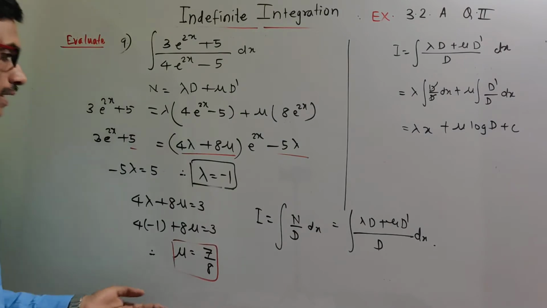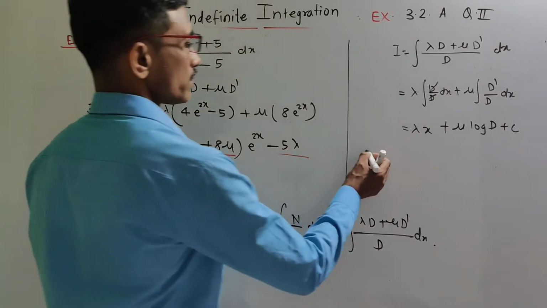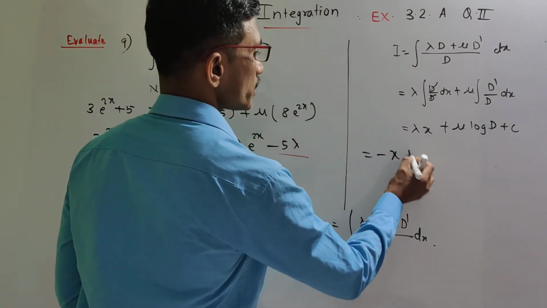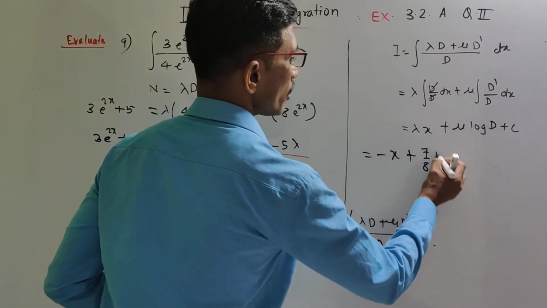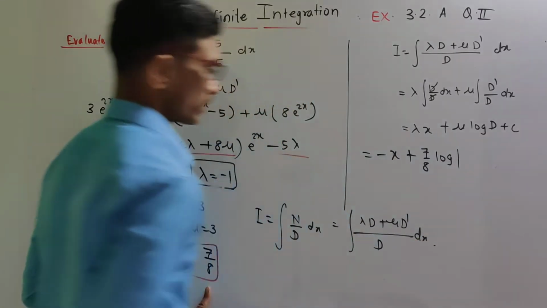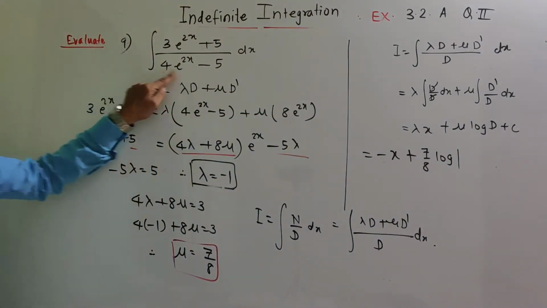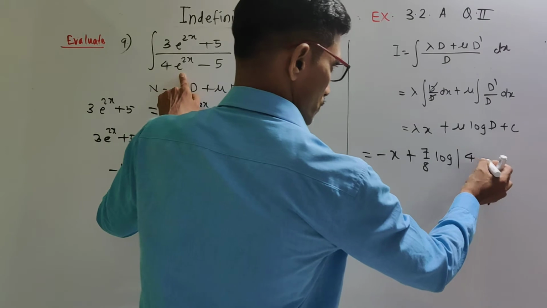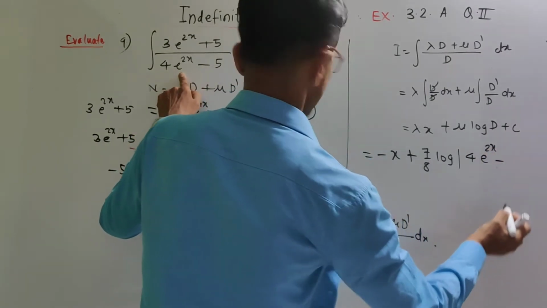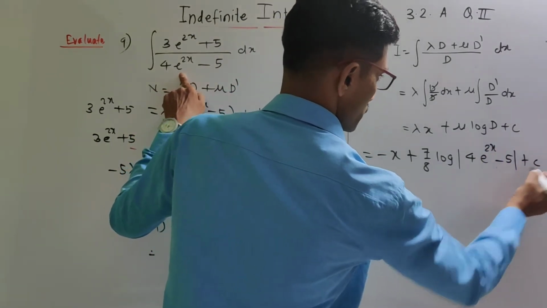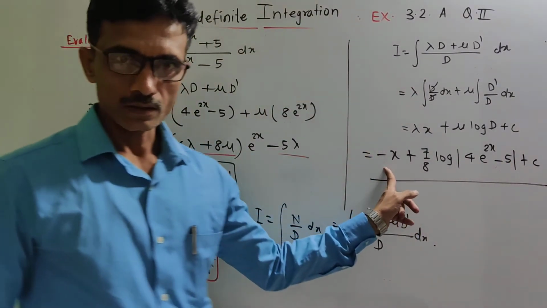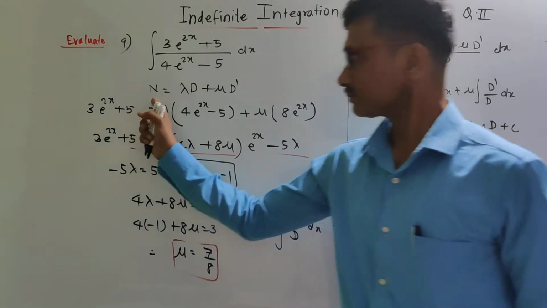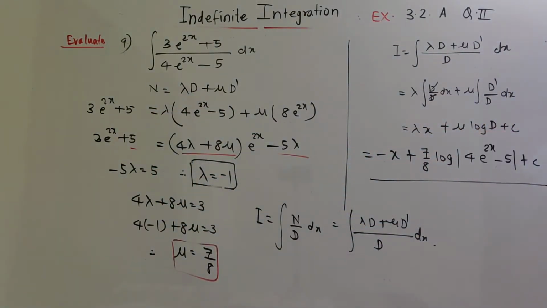Now you only have to substitute. Lambda is minus 1, so minus x plus mu. Mu is 7 by 8, 7 by 8 log of D, D means denominator, so 4e^(2x) minus 5, plus c, constant of integration. So this will be our answer. So the method is this: numerator we write as lambda D plus mu D dash.